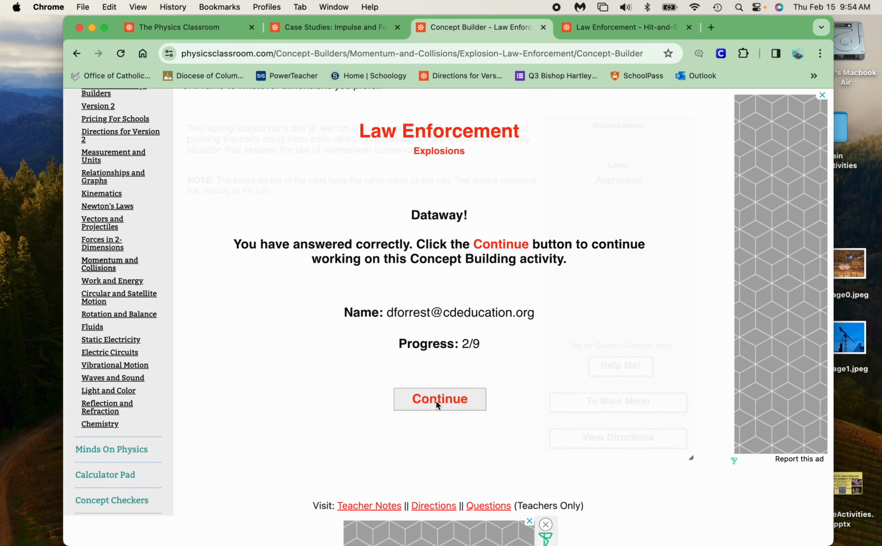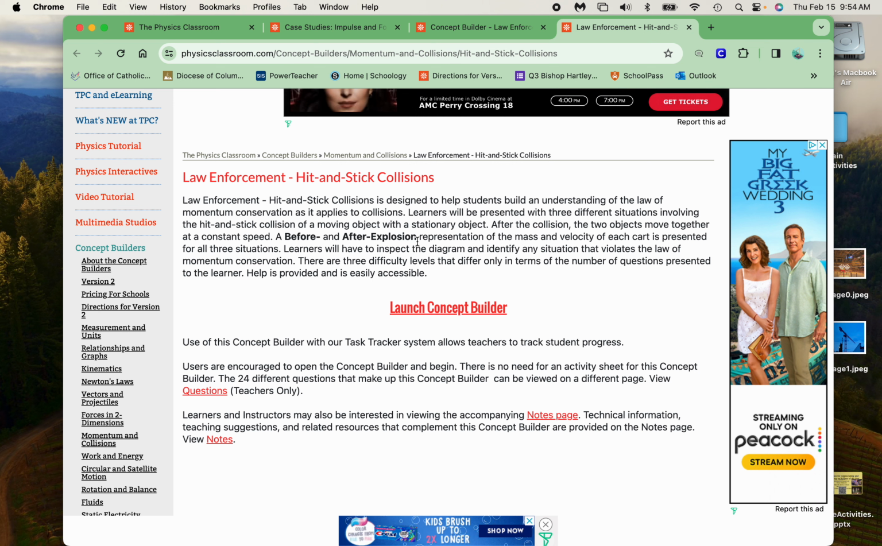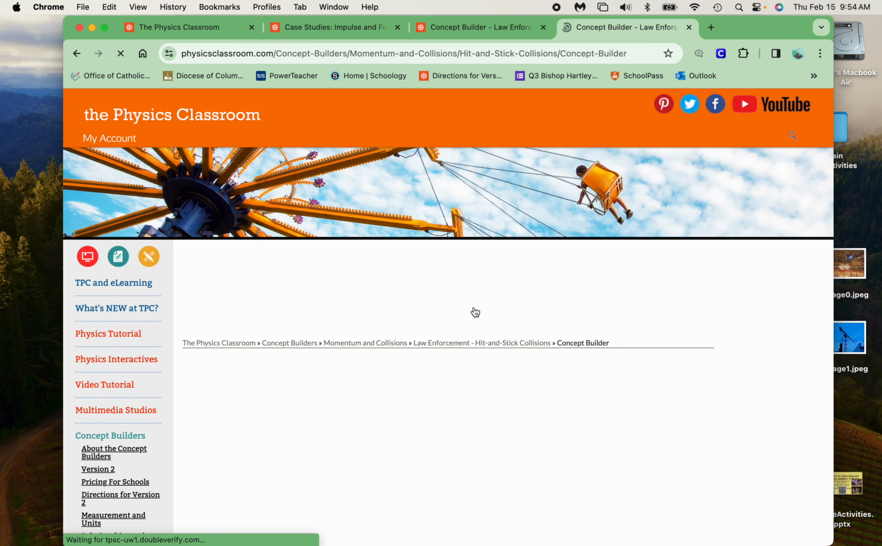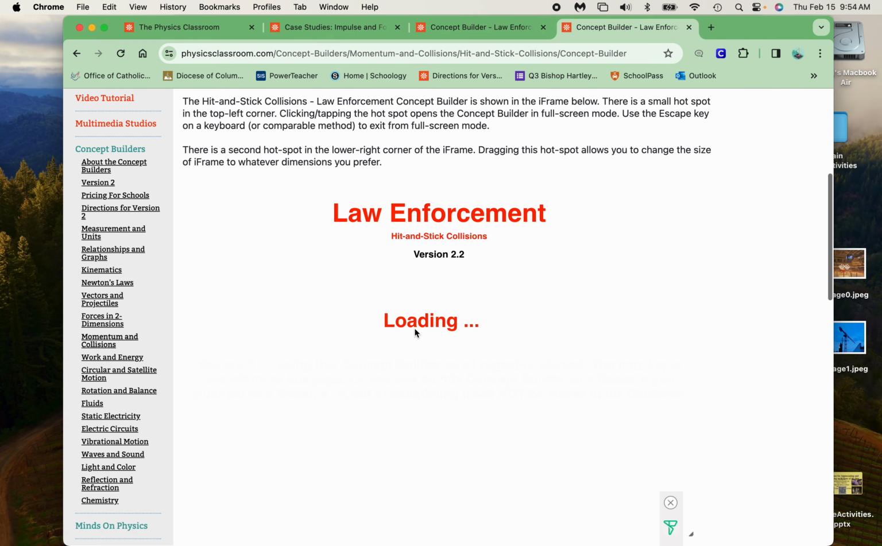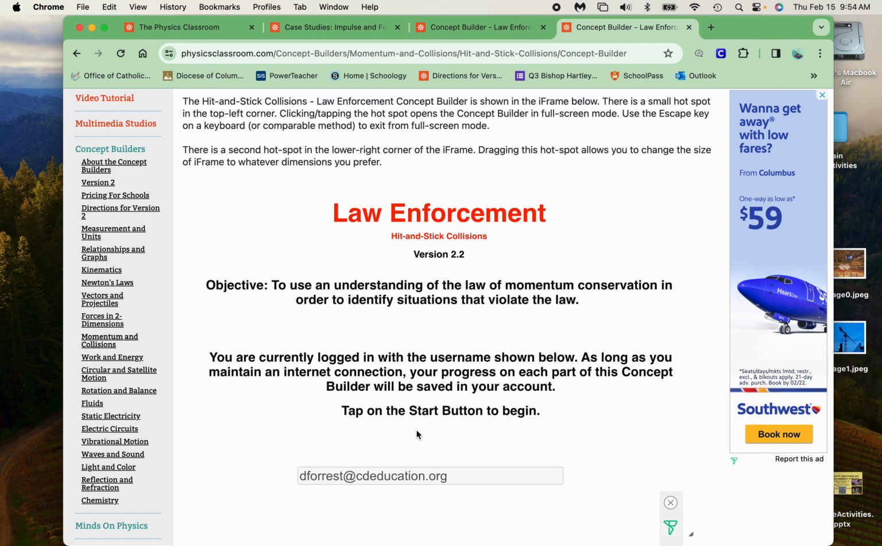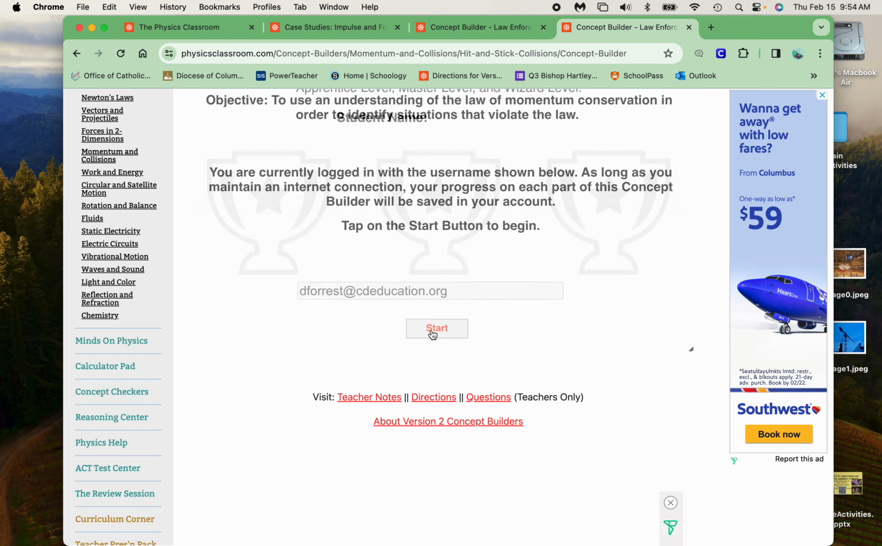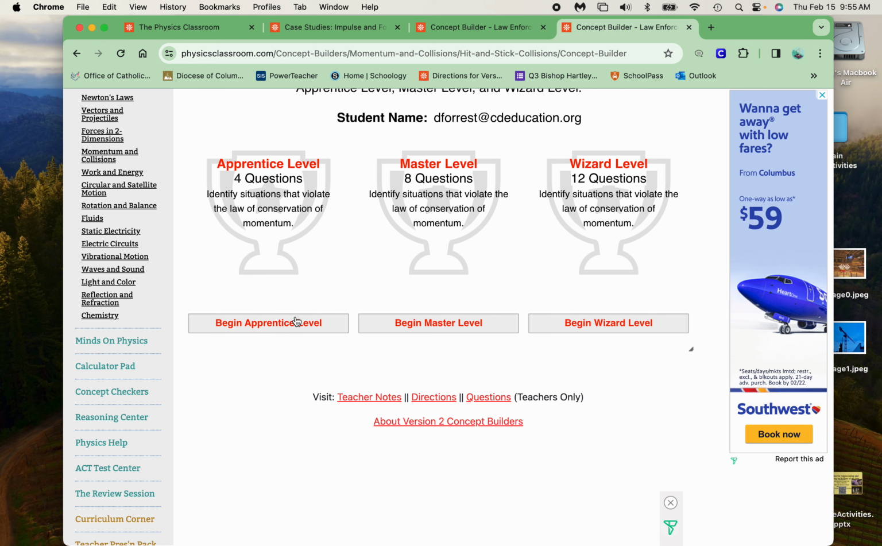The last concept builder is law enforcement hit and stick collisions. So the idea here is that they are going to stick together, and again, momentum should be conserved before and after collisions. Once again, you're going to have a choice of apprentice level, master level, and wizard level. If you find the wizard level too challenging at the beginning, start at an easier one. It's extra practice, doesn't hurt. And hey, if you get this one right and you don't complete the other one, you'll at least get some points.